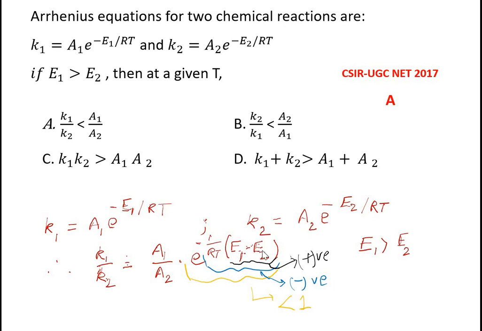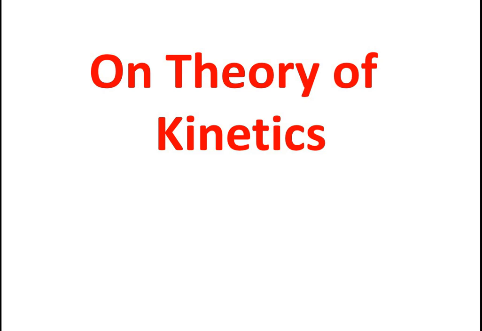Now we just mathematically see the conditions given. E1 is greater than E2, so the part bracketed by black color bracket is positive, and then minus 1 by RT. So the part bracketed by blue color is negative because the negative sign is there, and e to the power of some negative number, that is the yellow colored bracket, must be less than 1. So K1 by K2 is less than 1, that means K1 is less than K2. So that is option A. Got it? Thank you.